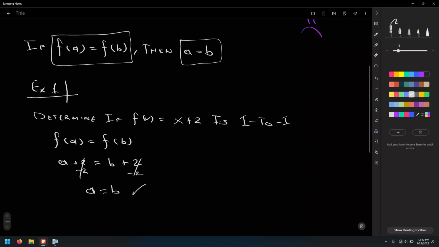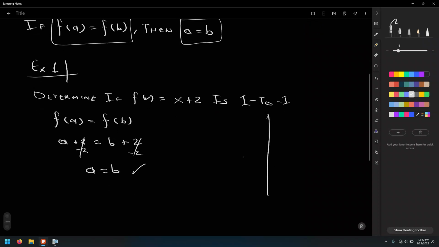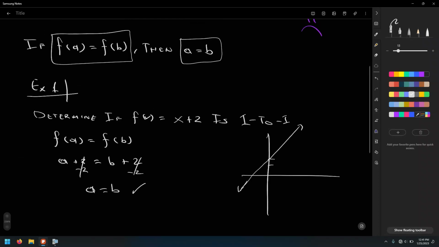And you might be thinking, why is this important, or how does this make sense? Well, to make more sense out of this, how about we do the graph? The y-intercept is 2, and the slope is 1. So that's the diagonal line. If we look at the graph of this linear function and do the horizontal line test, it's going to pass the horizontal line test. So in this case, we're putting together both the formal definition of one-to-one functions and the horizontal line test.